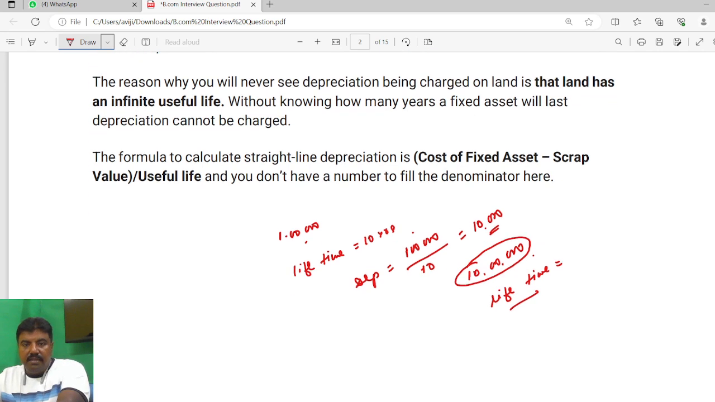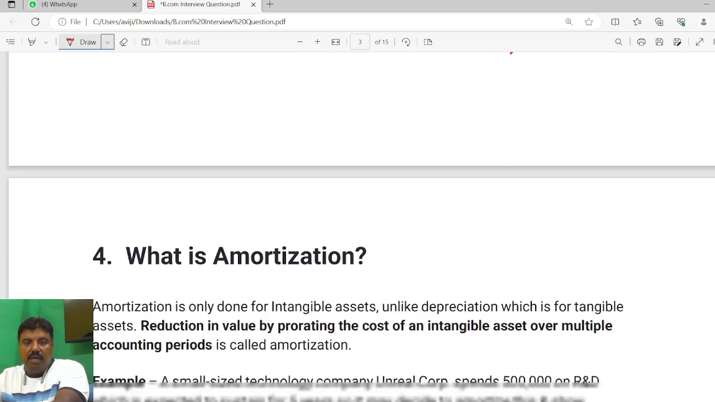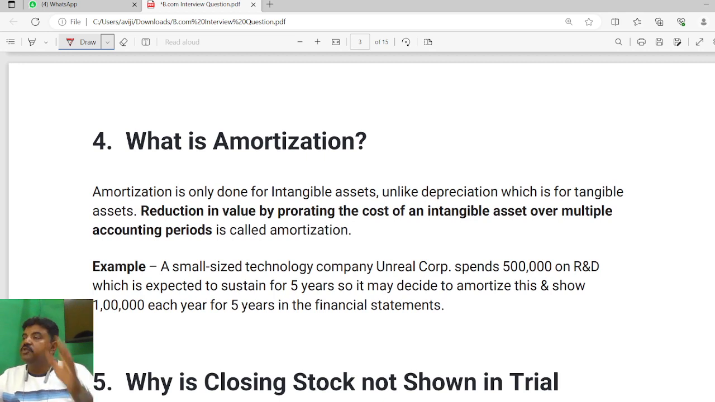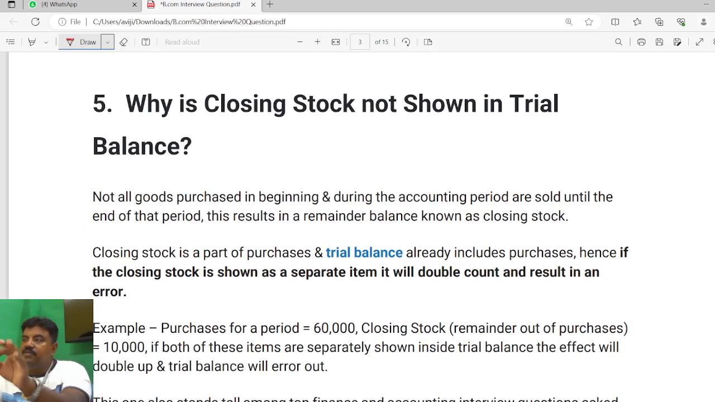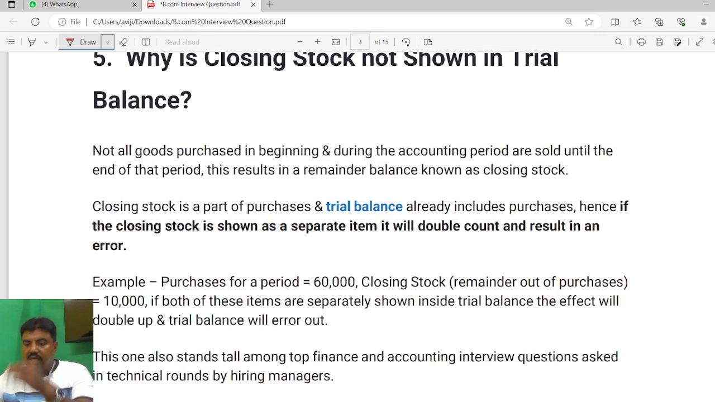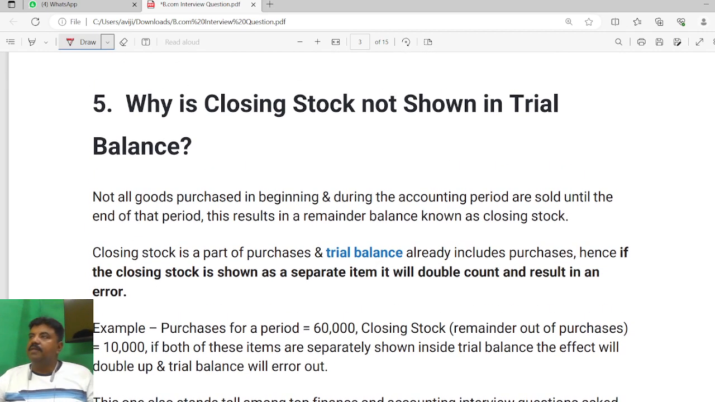Okay. Then the next question, amortization. In my previous video I explained to you intangible fixed assets, the reduction of value for intangible fixed assets is basically amortization. Why is closing stock not shown in the trial balance? This is a very important question. Okay, why is closing stock not shown in trial balance? Listen, actually, with an example, I will clarify this.